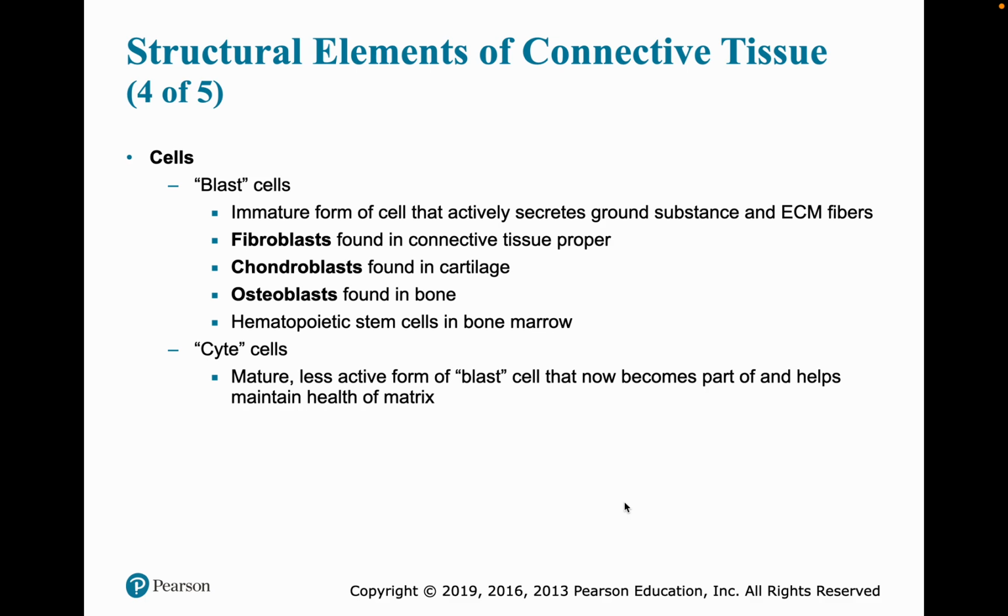So there are some terms that I've talked about before, but this is where we're really going to see them. Different kinds of cells. A blast cell is an immature cell that will secrete ground substance and extracellular matrix fibers. Fibroblasts are found in connective tissue proper, chondroblasts in cartilage, osteoblasts in bone, and hematopoietic stem cells in bone marrow. Maturing from a blast, you become a cyte, a less active form of the blast that now helps maintain the health of the matrix. So we would have chondrocytes in cartilage and osteocytes in bone. There's a third type of cell that I'll just mention here because we will see it when we look at bone, and that is a clast, C-L-A-S-T, and osteoclasts are breaking down bone tissue.